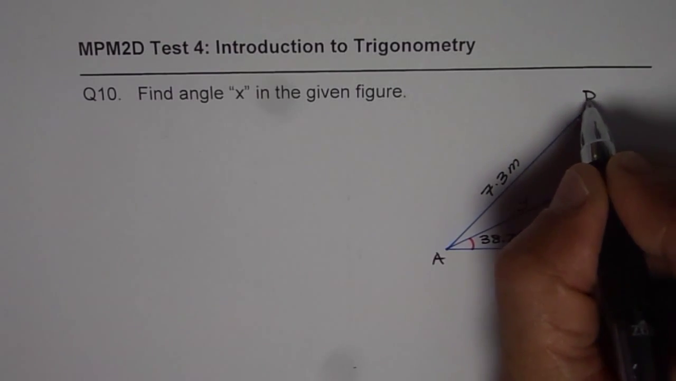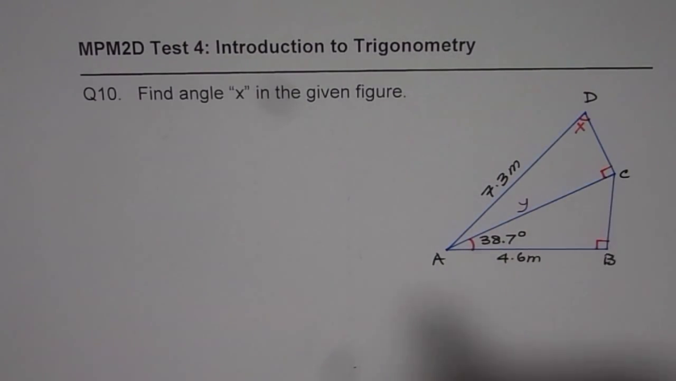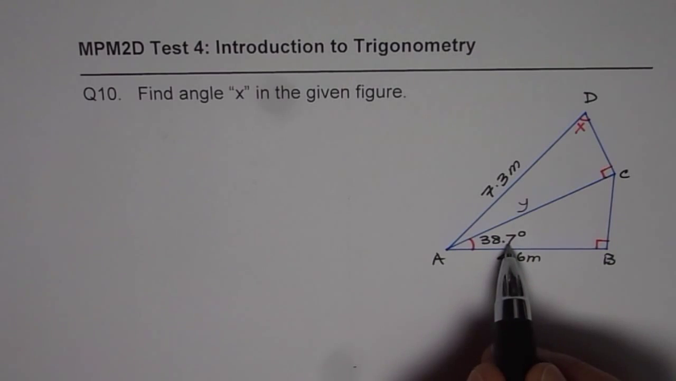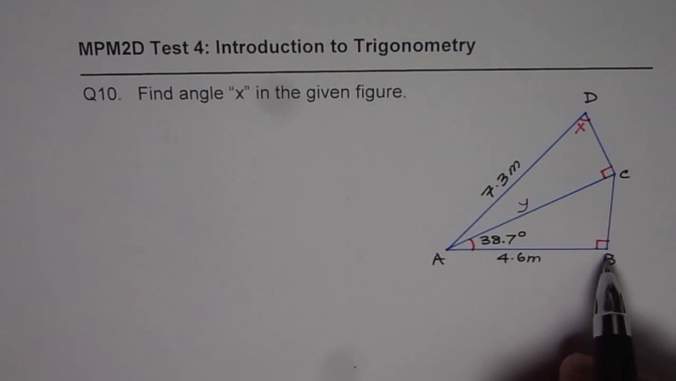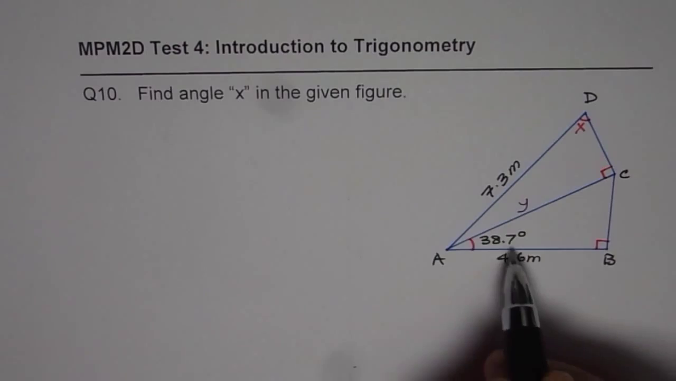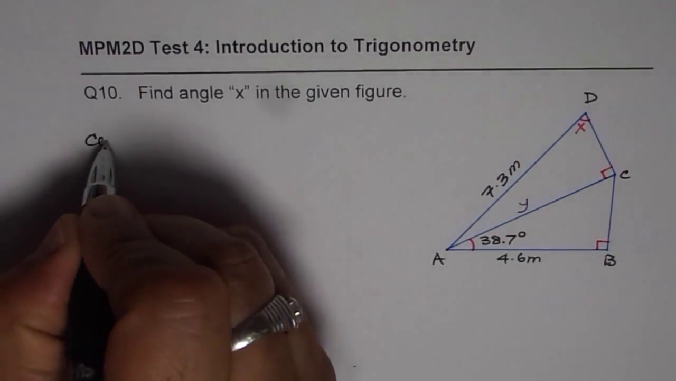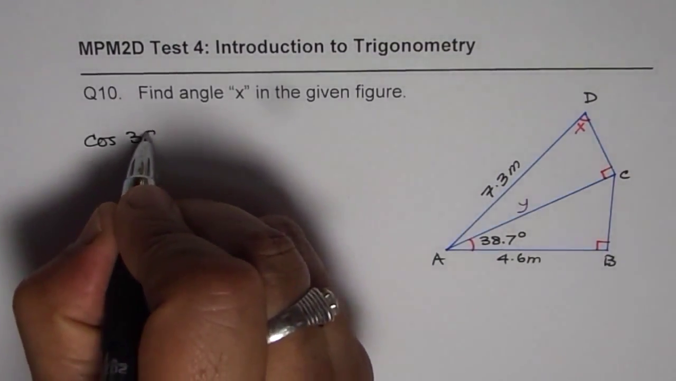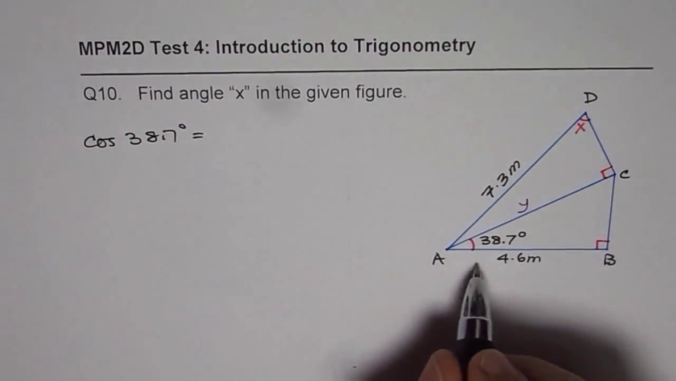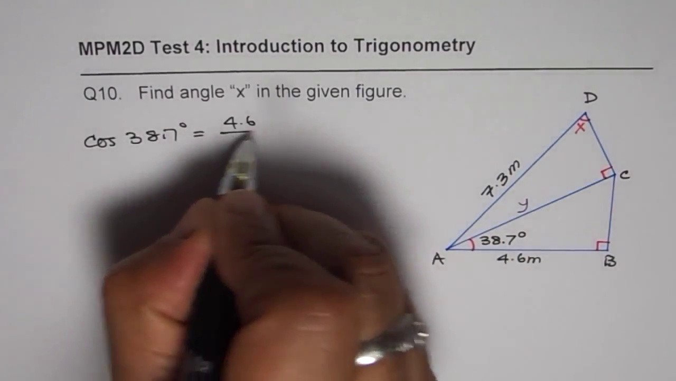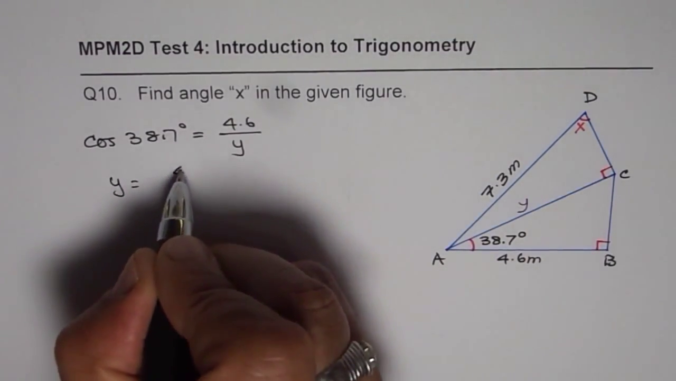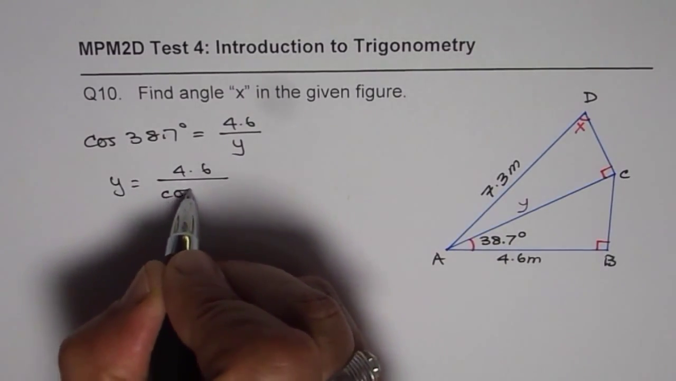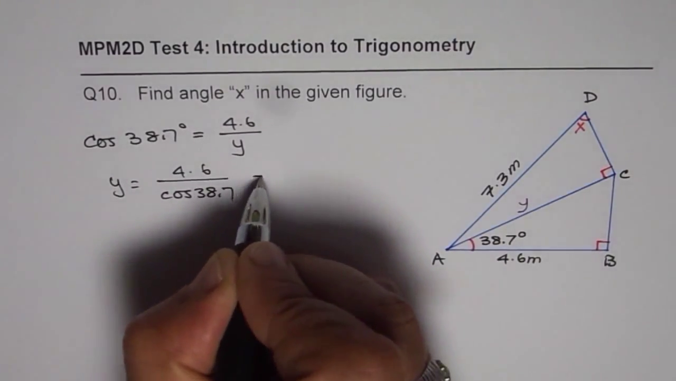Let me say this is ABCD. So we are trying to find length AC. We are given 38.7 degrees as angle CAB. Now we know the hypotenuse since it is opposite the 90 degrees, and the adjacent side. So we should use cosine, right? So we have cos of 38.7 degrees equals adjacent side 4.6 divided by y. So we can solve for y, which equals 4.6 divided by cos of 38.7, right?